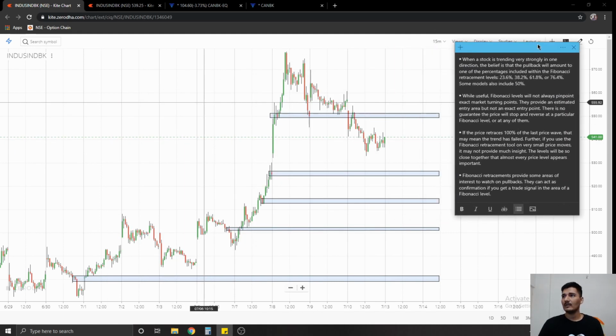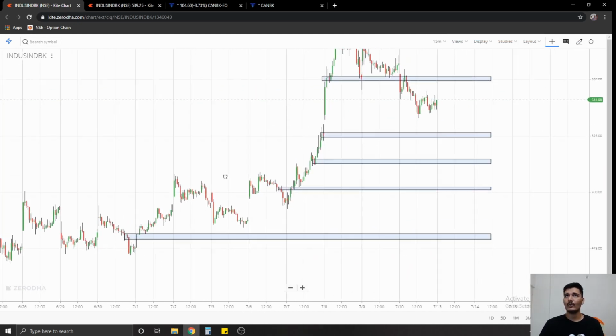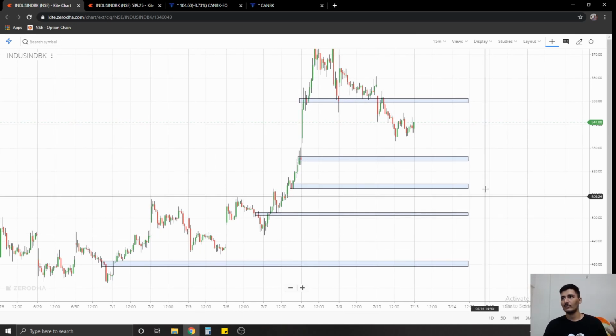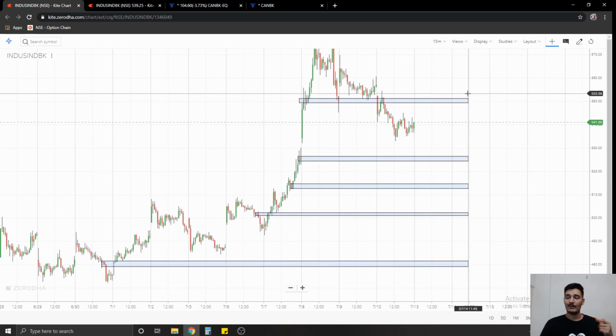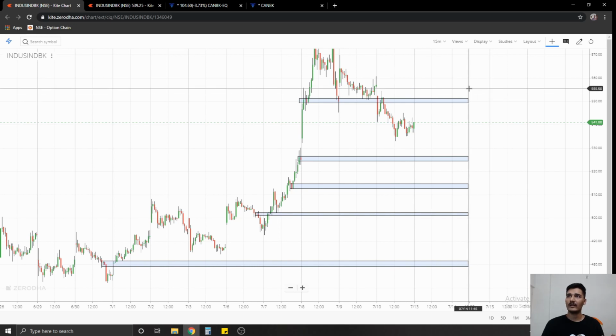Now I am pushing these notes aside. With IndusInd Bank, I have already marked my demand zone and my supply zones, so that is already taken care of. I am not covering how to do that today because that is a fairly lengthy thing, and if I cover all of this together, it is going to be too much for me to make as well as for you guys to watch. These zones have already been plotted.